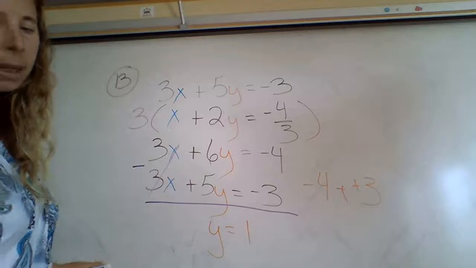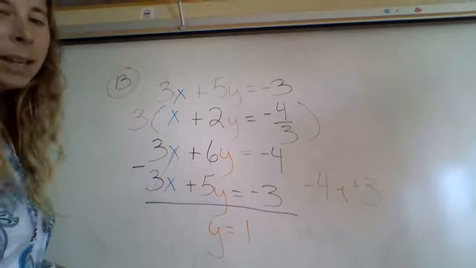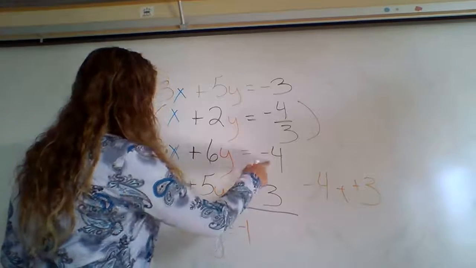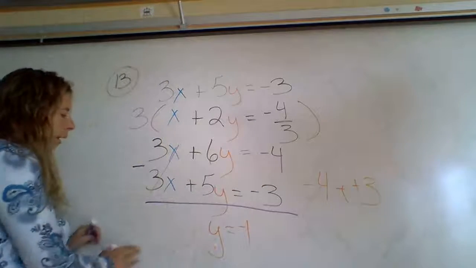Oh, hold on. The book got negative 1. Hold on one second. Yeah, my bad. It's negative 1. Negative 4 plus 3 is negative 1. All right.